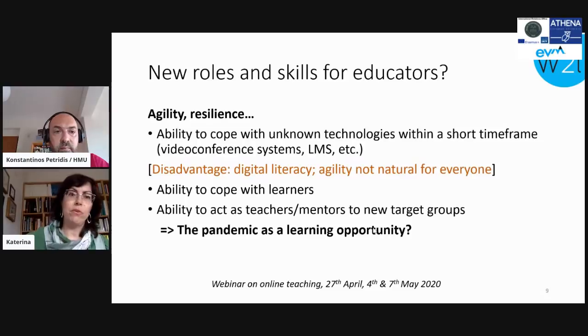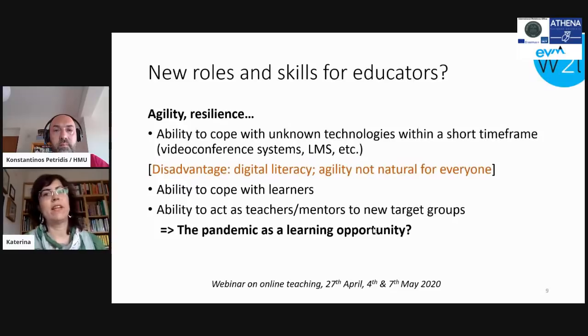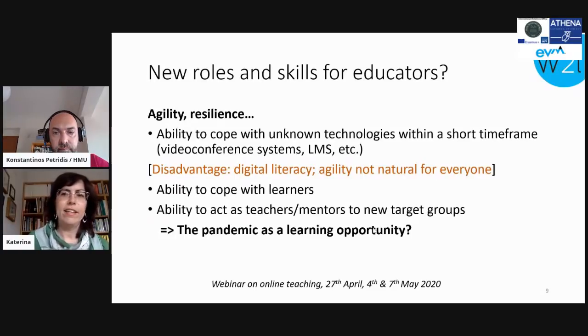Also, there's a big issue with digital literacy skills. If someone does not have the competencies, the digital skills, you cannot just, because you put the tools available, expect this person to use these tools in a natural way. So although agility is somehow required, it is not natural. And this creates tensions, of course. The ability to cope with learners, the ability to act as teachers also to new target groups.